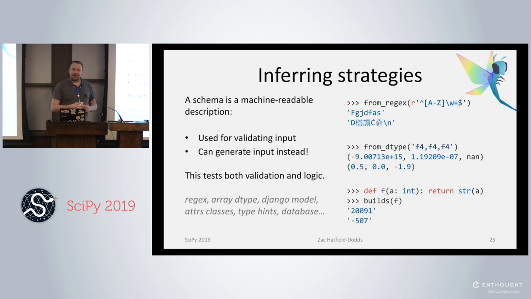More relevant to SciPy than probably anyone else, there is a from dtype function in the NumPy extra, which will give you a strategy for scalars or mini arrays or whatever else, which are instances of that data type. So in this case, it's a triplet of 4-byte floats, and sure enough, that's what it generates.